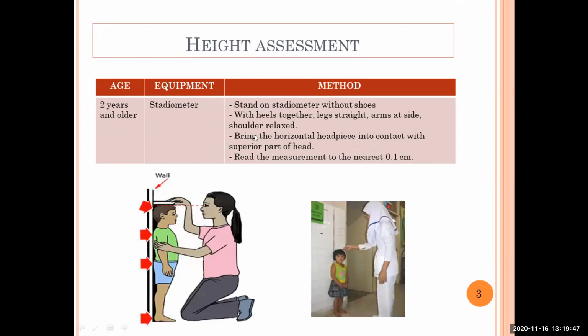Then moving on to the height assessment. For 2 years and older, we use a stadiometer, and these children should stand on the stadiometer without shoes. As you see in this picture, with heels together, legs straight, arms at the sides, shoulders relaxed, the doctor should position the child's head so that the eyes are directed straight ahead. Then we bring the horizontal headpiece into contact with the superior part of the head, and read the measurement of height to the nearest 0.1 cm.